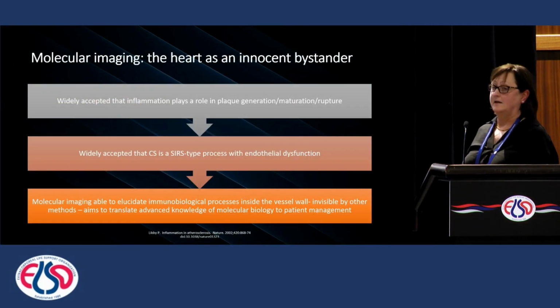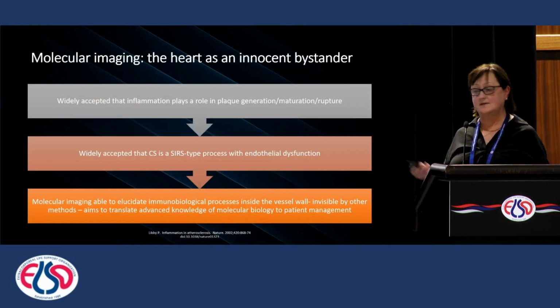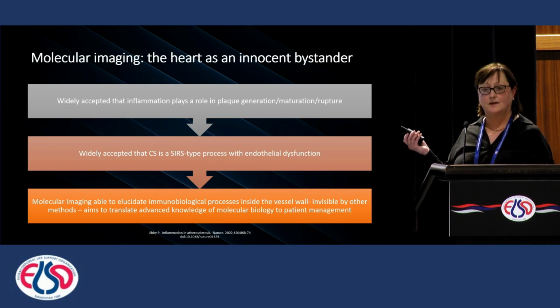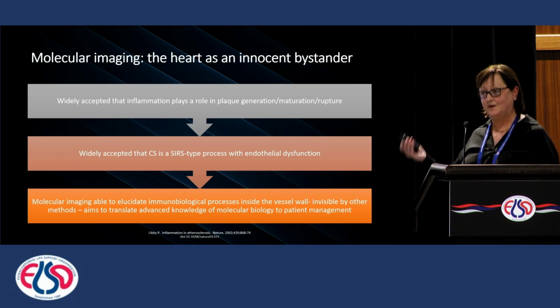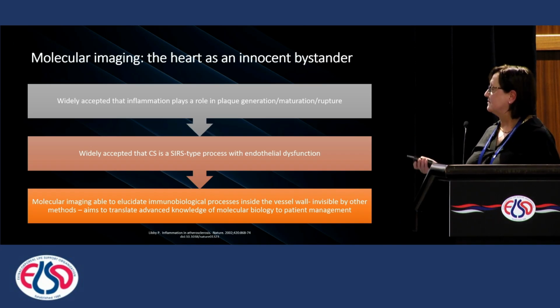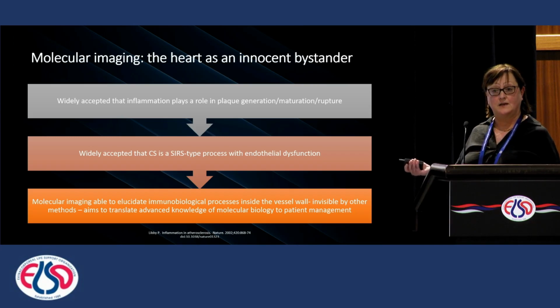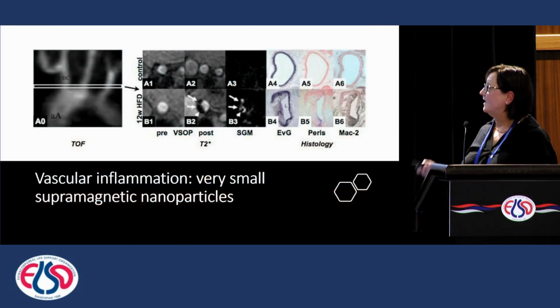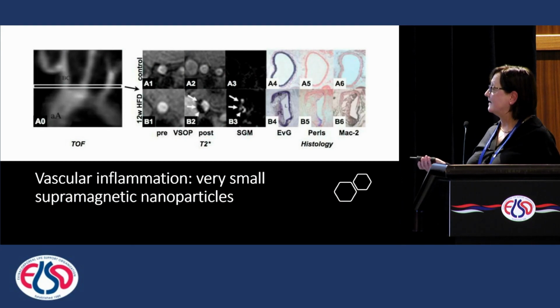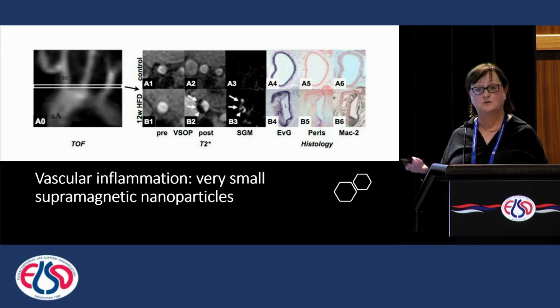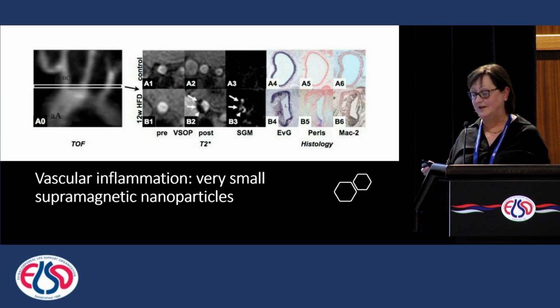What about molecular imaging? So we've talked about inflammation. This is from Peter Libby, way back 20 years ago now, saying vascular disease is an inflammatory disease. We've heard about inflammation and the endothelium and vascular disease in patients with shock. Well, what about molecular imaging, and are there potential targets there? Well, yes, we can look at vascular inflammation, looking at supramagnetic nanoparticles, and we can demonstrate where this inflammation is.